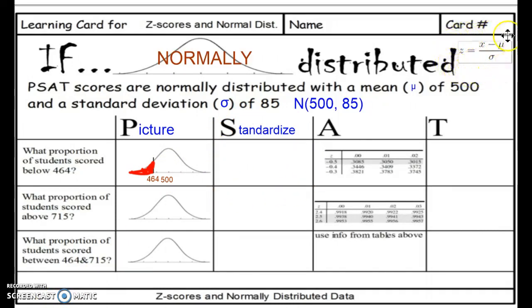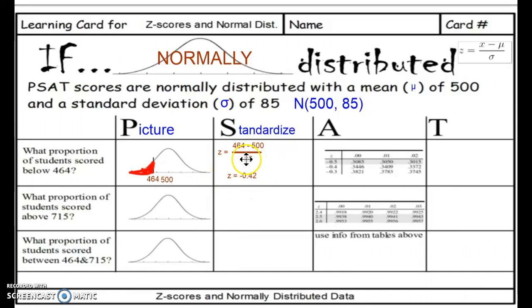The z-score formula that we want to use is right here. It says that z is equal to x minus the mean, mu, divided by the standard deviation, sigma. Well, the x is going to be 464, and we know from our model that the mean is 500 and the standard deviation is 85. So by changing 464 into a z-score, we are standardizing that score. So all I have to do is plug all of my values into my z-score formula. So z equals 464, which is my x, minus the mean, 500, divided by the standard deviation, 85, and I end up with z equals negative 0.42.